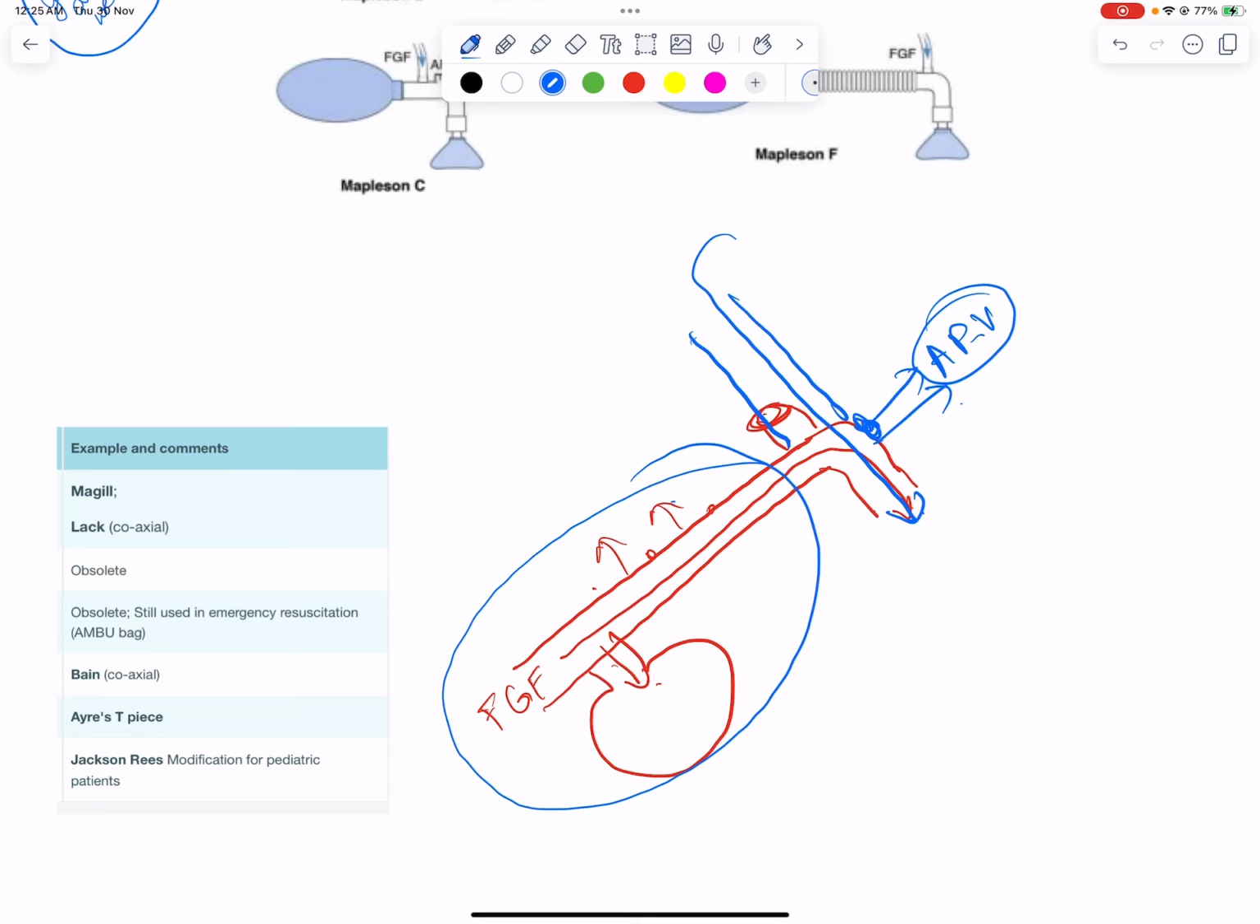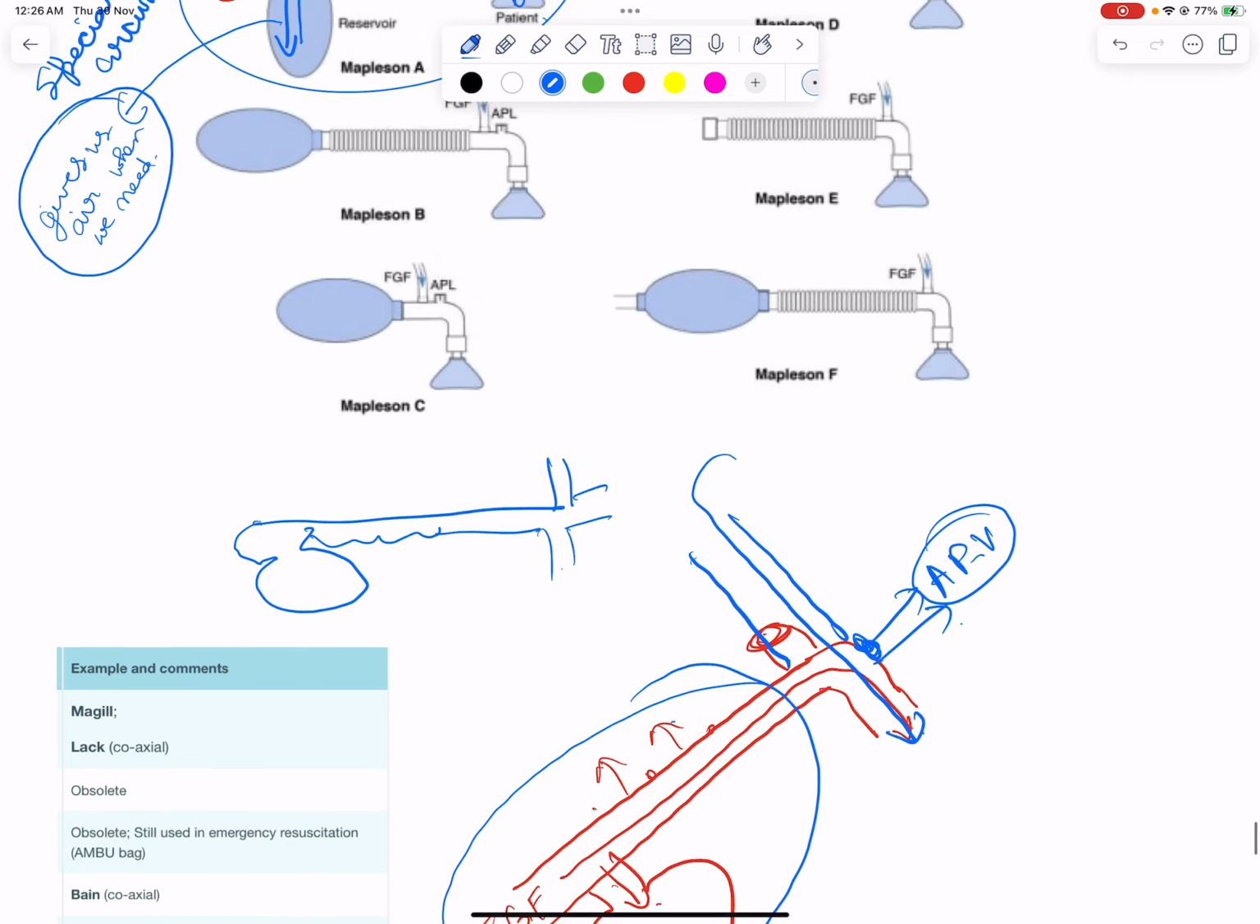So there would be limited use of all these circuit, and fine, this would have been a very good trade-off. And now when the system is designed, it is designed in a special way. So now you have the ambi bag with corrugated tubing to here, and then the fresh gas flow, both are close to the patient.